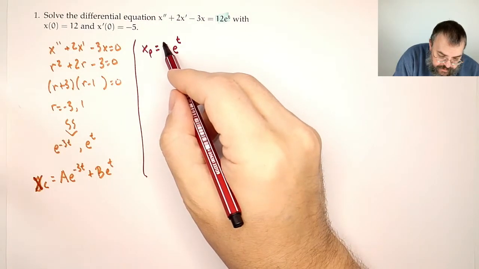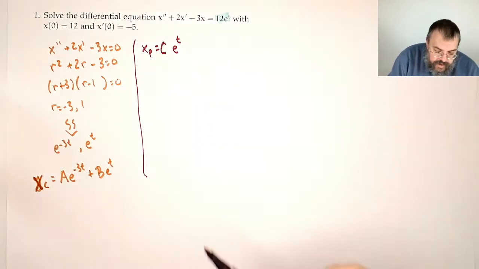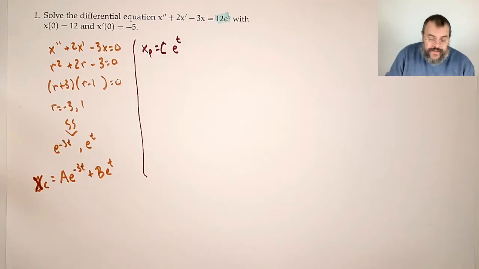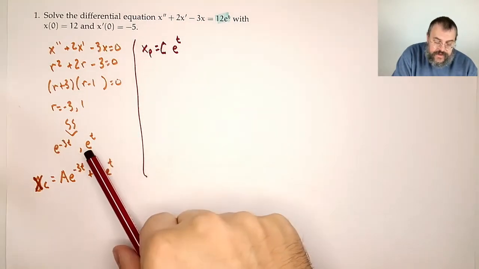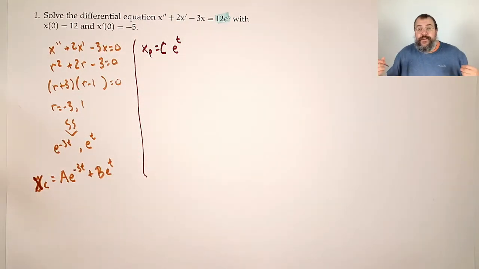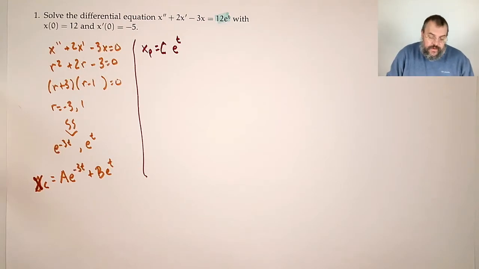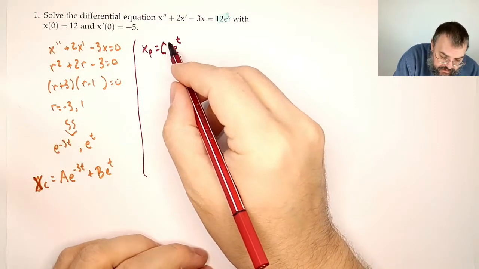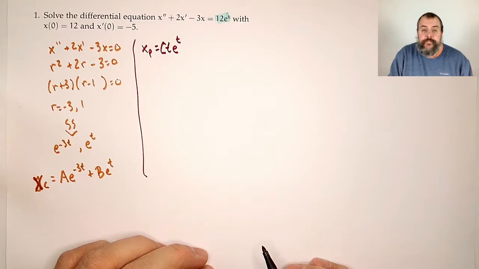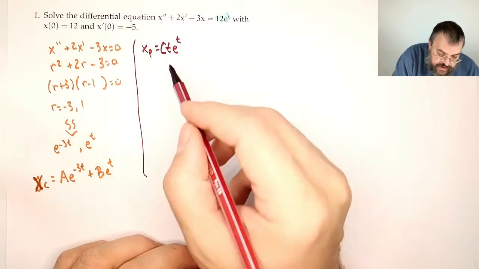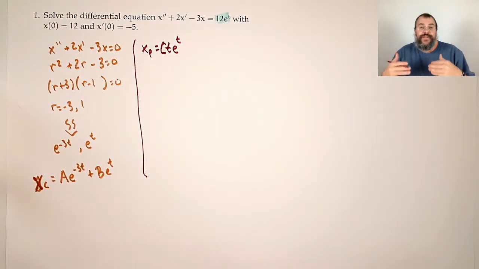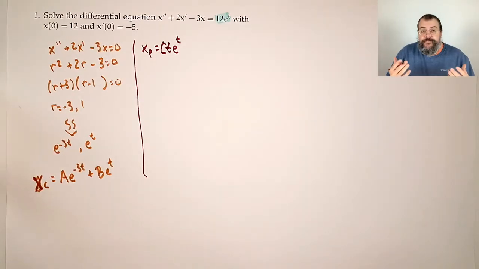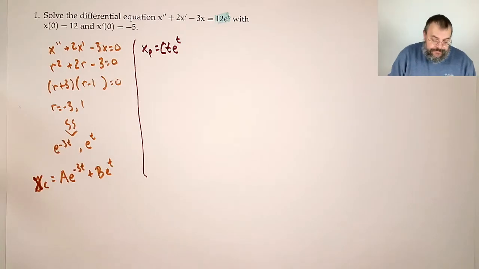Okay, I'll put some constant c. But we have to check to see, is there overlap? We say, there is overlap. And here, bumping is very straightforward. Bumping just means multiply by enough powers of t until there's no more overlap. So we're going to multiply by a single t. So that says our particular solution has the form some constant c times t e to the t. And now we just have to figure out, all right, what's the right choice for c?